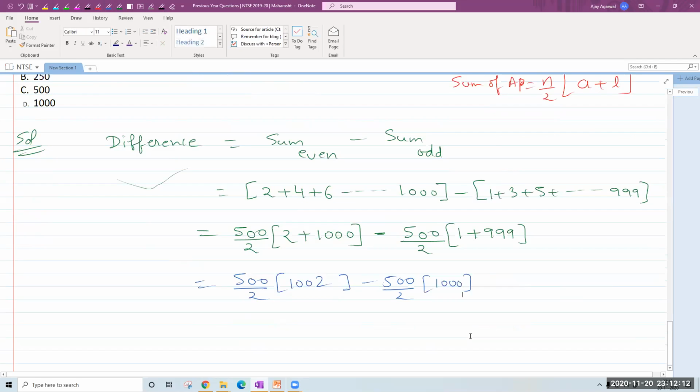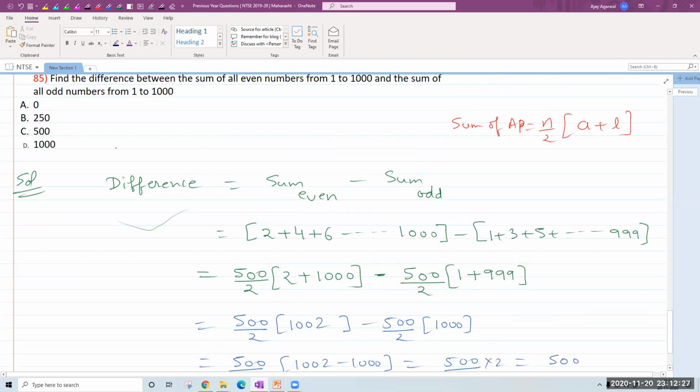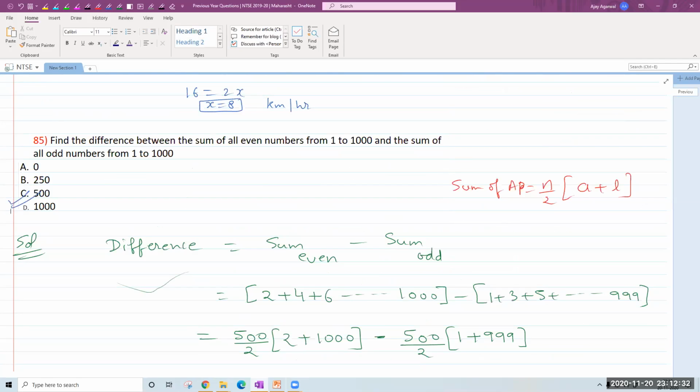Okay, so you can take 500 by 2 common, so 1002 minus 1000, which is 2. 500 by 2 into 2, so the final answer is 500. So you can see option C is correct. Okay, so let's move to the next question.